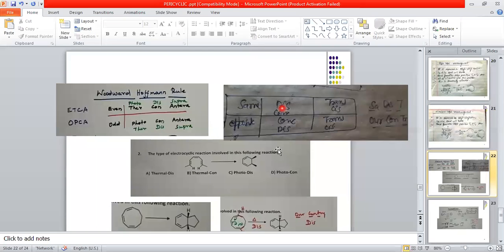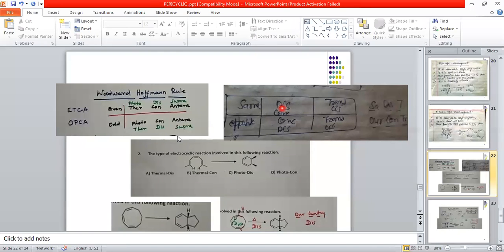The next thing is the Woodward-Hoffmann rule, which I told you about. The next thing is another trick, with questions regarding electrocyclic reactions. We already discussed yesterday what an electrocyclic reaction is. I had told you that an electrocyclic reaction is an intramolecular reaction, and there will be a loss of one pi bond and one sigma bond. Now come to the next.